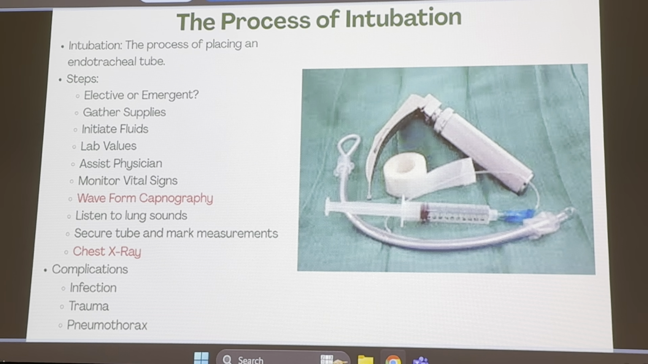We're going to gather our supplies. So what kind of supplies do we need? Anybody? Yeah, we have to have the endotracheal tube, right? That's kind of important if we're going to intubate somebody. We need that endotracheal tube. Laryngoscope? Yeah, we potentially have a laryngoscope. Suctioning? Suctioning, yes. We need suctioning at bedside.